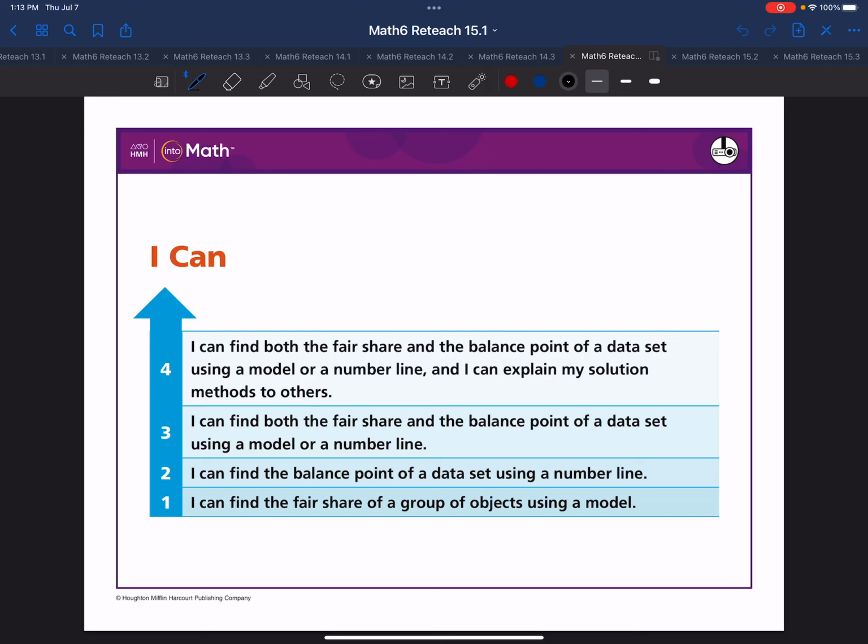Today we will review 6th grade math lesson 15.1. This lesson will cover how to explore mean as a fair share. Here's your I can statement. I can find both the fair share and the balance point of a data set using a model or a number line, and I can explain my solution method to others.